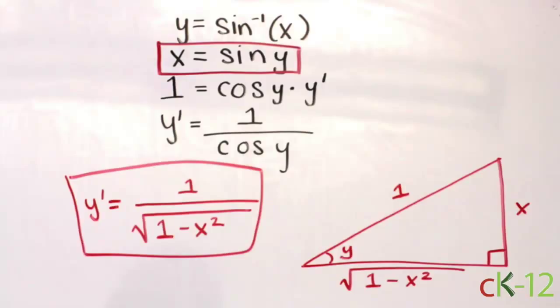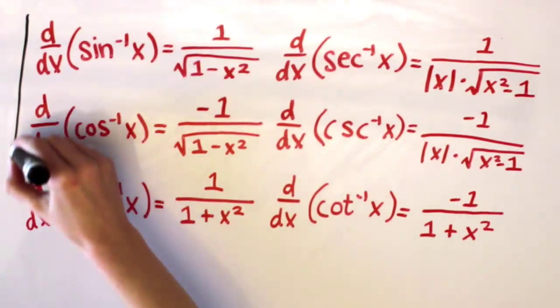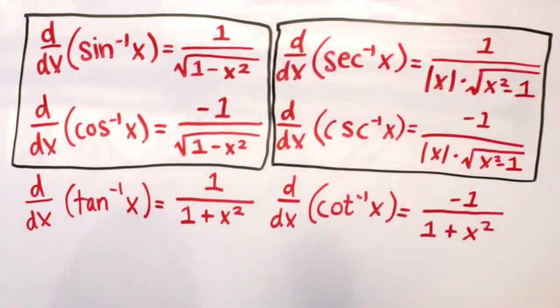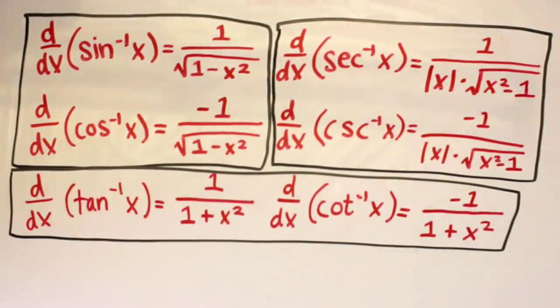If you're interested in deriving the other 5 inverse trig function derivatives, pause the video here and try it on your own using the same technique of drawing a triangle. If you derived correctly, here are the derivatives that you should have found. Notice that inverse sine and inverse cosine are negatives of each other, as are secant and cosecant, and tangent and cotangent, making it easier to remember or derive all 6.